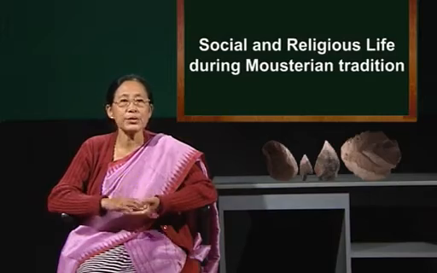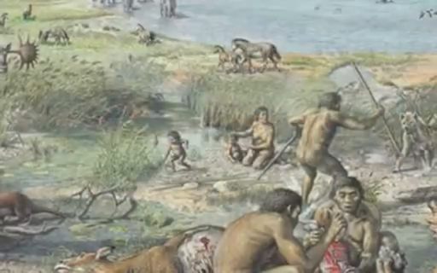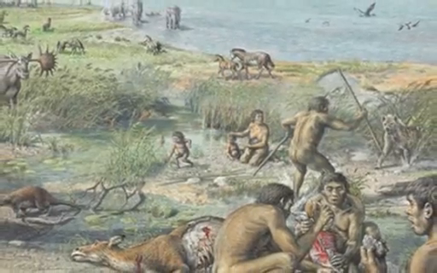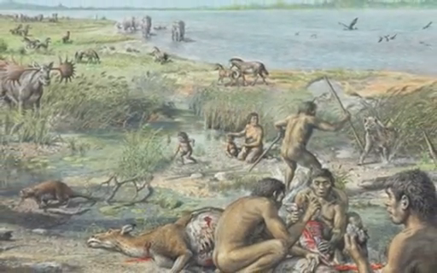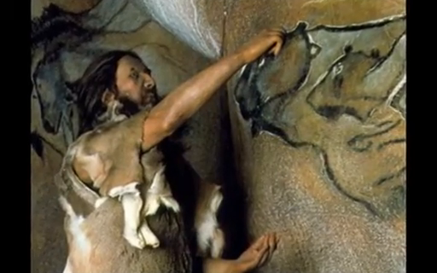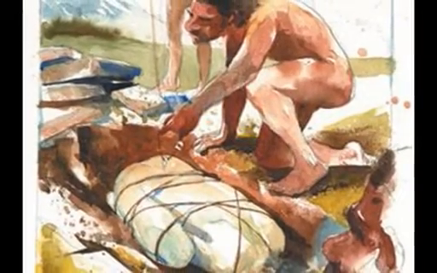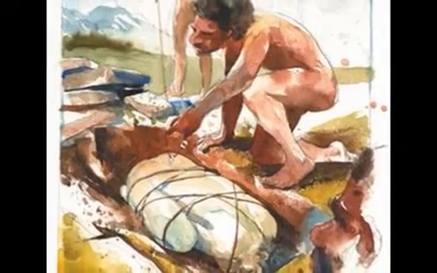The next point is on social and religious life during the Mousterian tradition. Mousterian sites show evidence for significant development in economic, social, and cognitive behavior in comparison to the preceding early Paleolithic culture. Neanderthals buried their dead. Voluntary burial is indicative of respect and appreciation, as well as a way to hide the body from scavengers, which also implies concern about death.